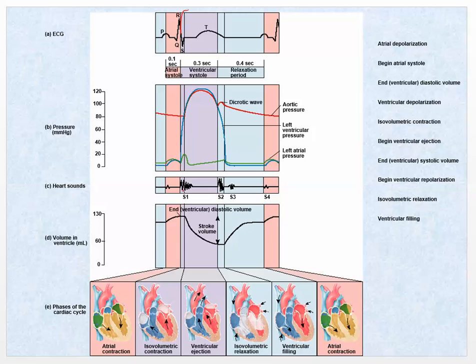Okay, so we've already talked about the sounds as well. That's on here. When the AV valves, the mitral valve and the tricuspid valve, slam shut after the blood moves in and the ventricle starts to squeeze, then you have that turbulent flow and you have sound 1 and then sound 2, and then they fill up again and you have sound 3 and 4. We're not worried about those right now. And then you can see that the ventricle is emptying.